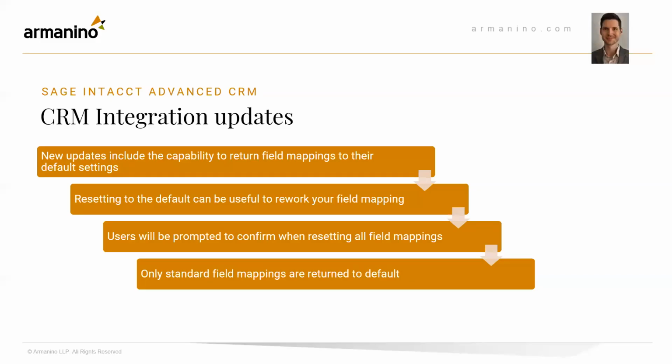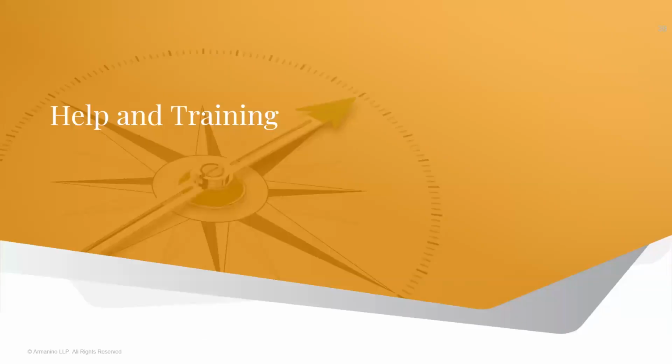So some new updates include the capability to return field mappings to their default settings. You can reset the default, which can be useful to rework your field mappings, and users will be prompted to confirm when resetting all field mappings. But note that only standard field mappings are returned to a default. So if you add a custom field or any kind of custom integrations, it will only apply to the standard field mappings. And this brings us to help and training, which Jessica will cover.